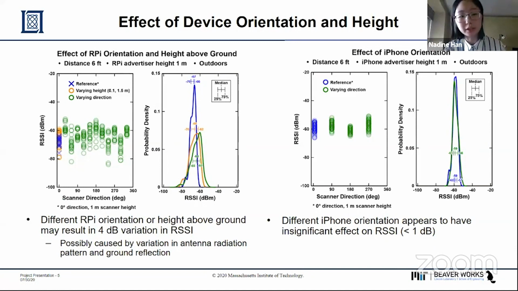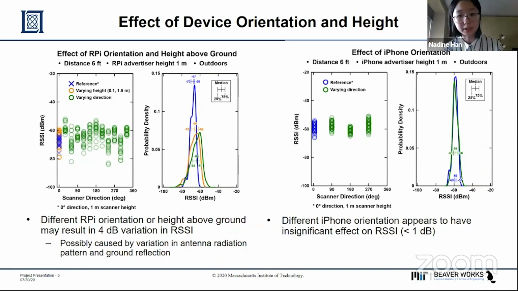But there's actually another layer of complexity that can also decrease the classifier's accuracy, and that's orientation and height. On the left, I showed how orientation and height can affect an RPI advertiser when the advertiser is at a height of 1 meter, outdoors, at a fixed distance of 6 feet. If you take a look at the graph, you can notice that a different orientation or height above the ground can result in a variation in the RSSI values taken by the RPI of 4 dB. This is probably caused by things like antenna radiation patterns and ground reflection.